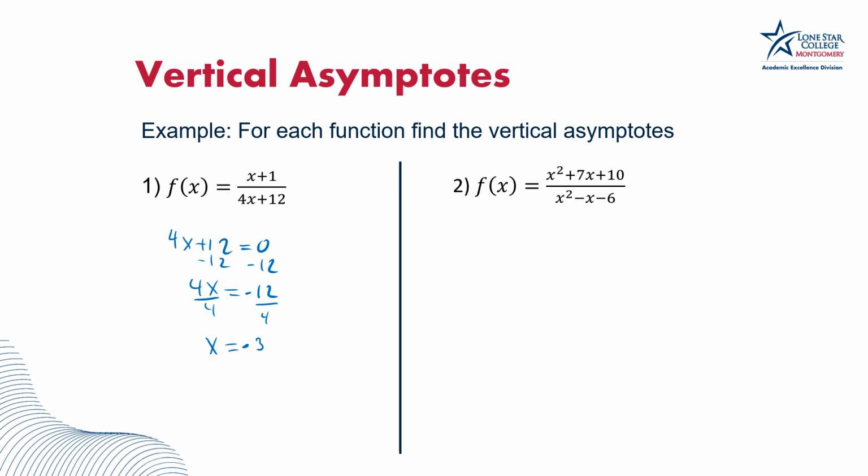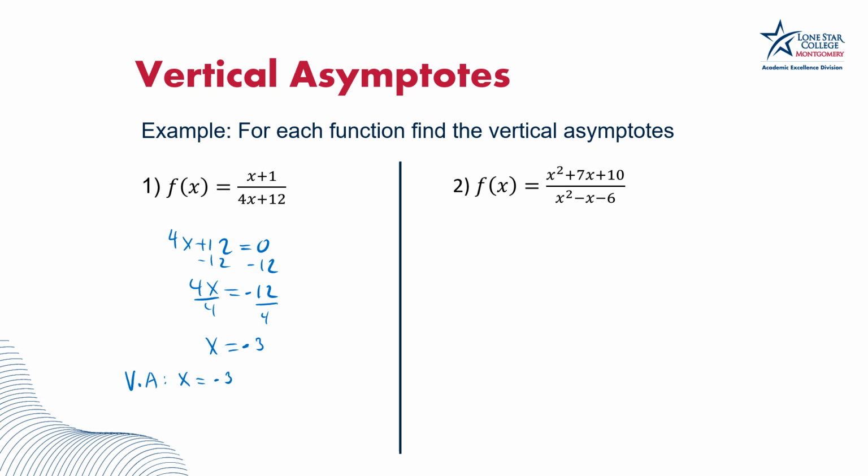So our vertical asymptote, denoted as VA, will just be x equals negative 3. Every time you write any type of asymptote, they have to be in equation form. So vertical asymptotes would always be x equals our term. So our vertical asymptote here is x equals negative 3. Now let's look at number 2 here on the right.